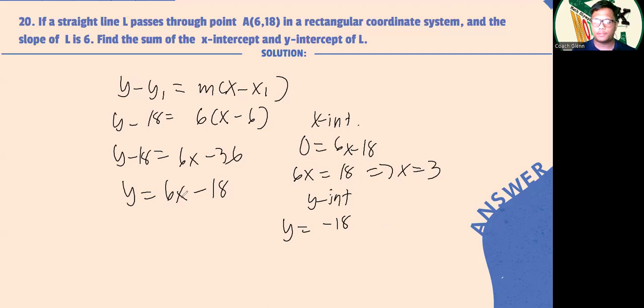So 6 times 0 is 0, so this just becomes 0. So now we have the x and the y-intercept, and we're finding for the sum. So negative 18 plus 3 is just equal to negative 15. So that should be the final answer. Okay. Any questions for number 12?